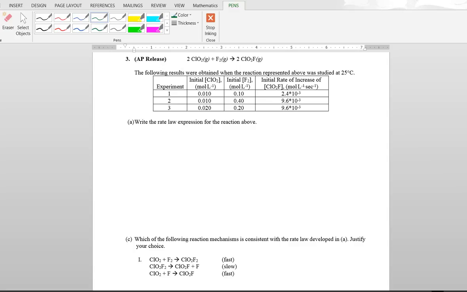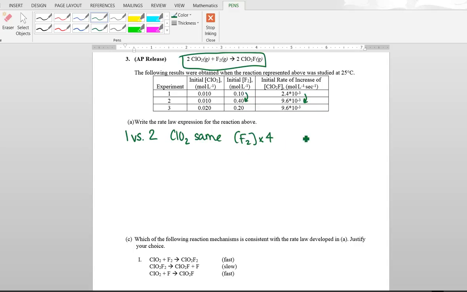So if you look here, we've got our overall reaction right here, and we are trying to figure out what the rate law is, and we're given some data comparing molarity and the initial reaction rate. So what we want to do is isolate two experiments where we're changing only one variable at a time. If you look at comparing experiments 1 versus 2, the concentration of ClO2 stays the same, but the concentration of F2 goes up by 4. Okay, so it goes from 0.1 to 0.4.